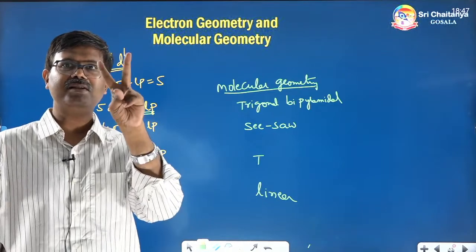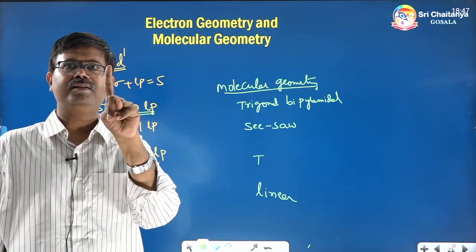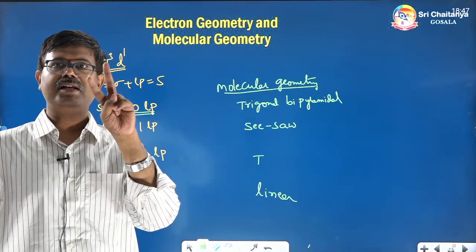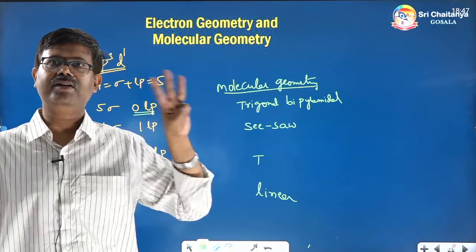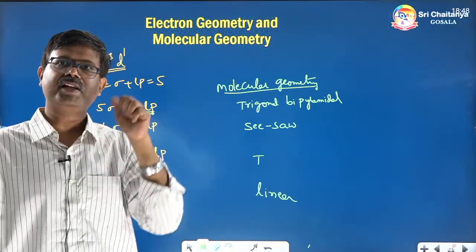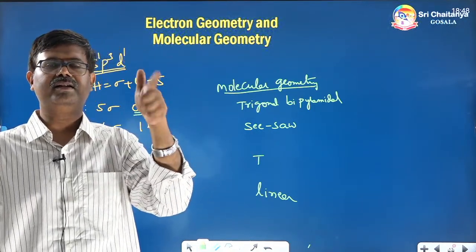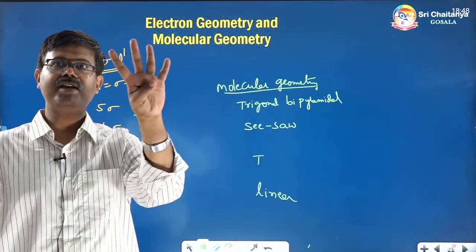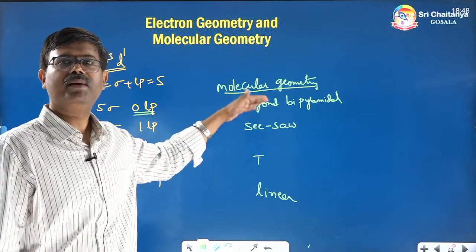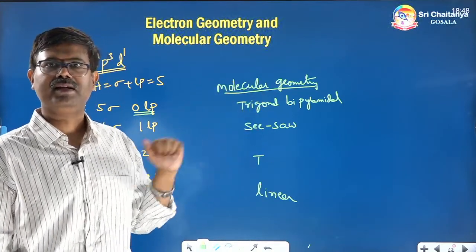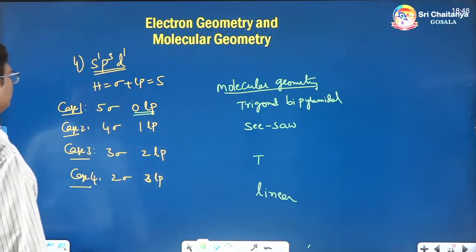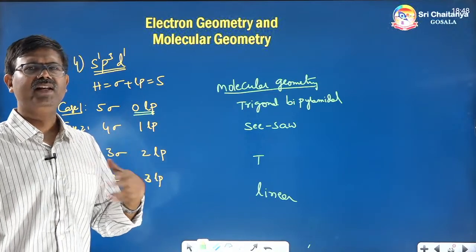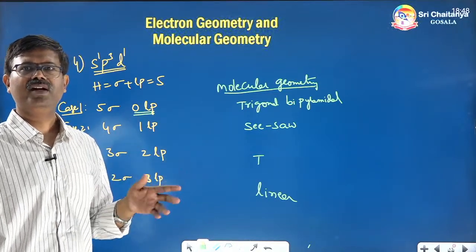See, sp2 hybridization, 2 shapes we have seen. sp2, 0 lone pairs trigonal planar, 1 lone pair V shape. In sp3, 3 different shapes we have seen: tetrahedral, V shape, pyramidal. Now in sp3d, 4 variations we have seen: trigonal bipyramidal, seesaw, T and linear. Okay. Next, let's take the sp3d2. Okay, sp3d3 is very rare case. We need not go into that.